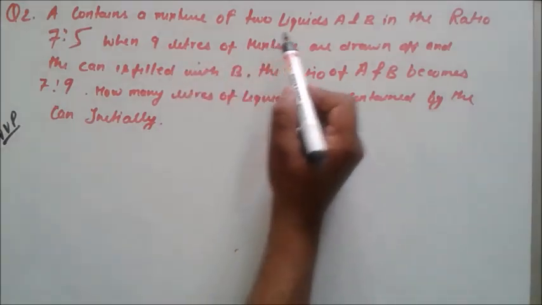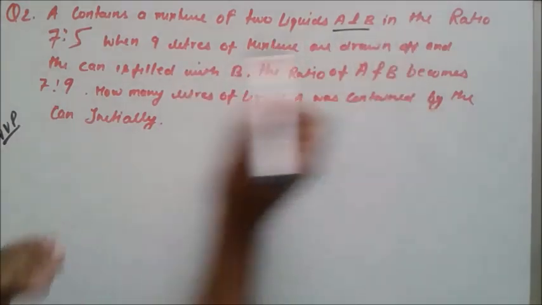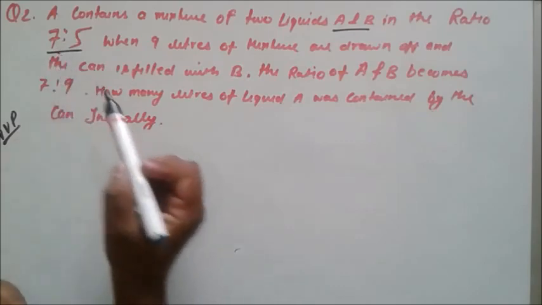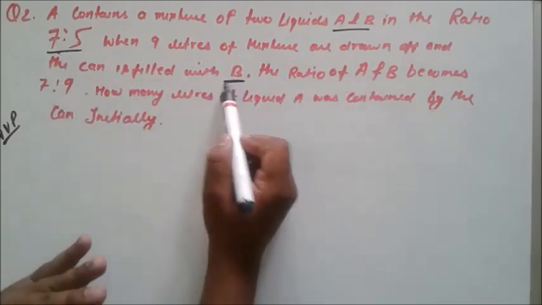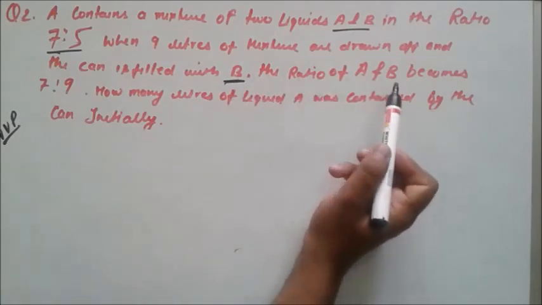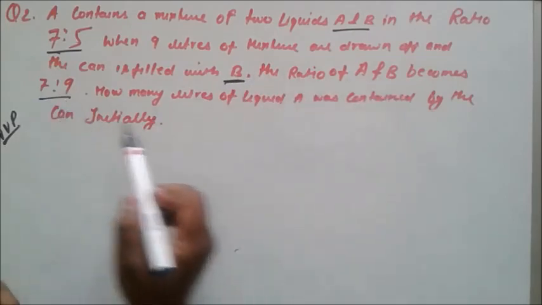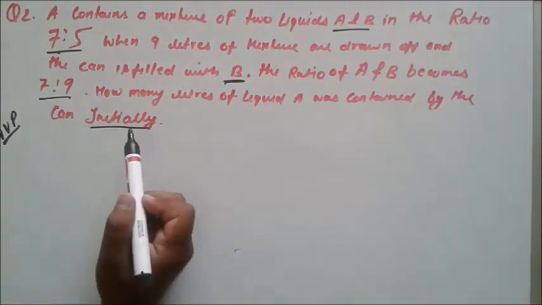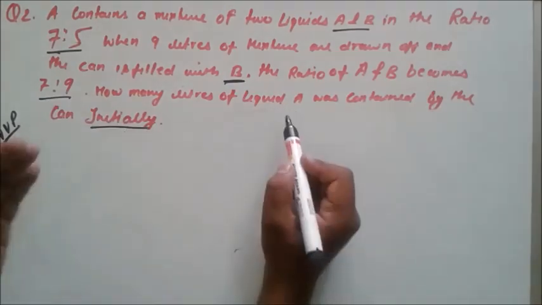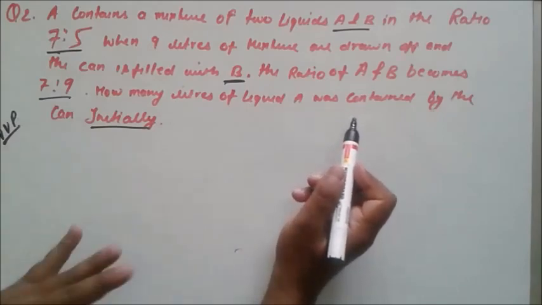A can contains a mixture of two liquids A and B in the ratio of 7:5. When 9 liters of the mixture are drawn off and the can is filled with liquid B, the ratio of A and B becomes 7:9. How many liters of liquid A was contained by the can initially? So now we have to calculate the total quantity of liquid A contained by the can initially.